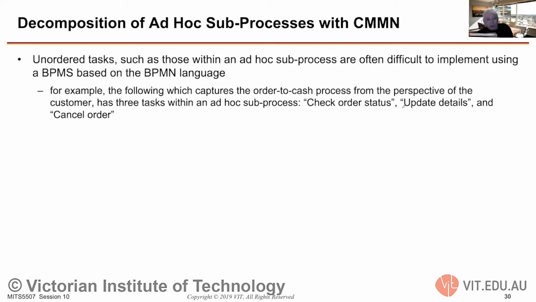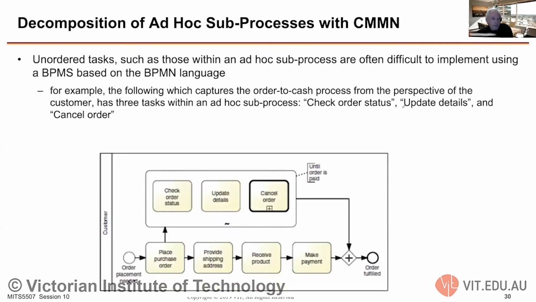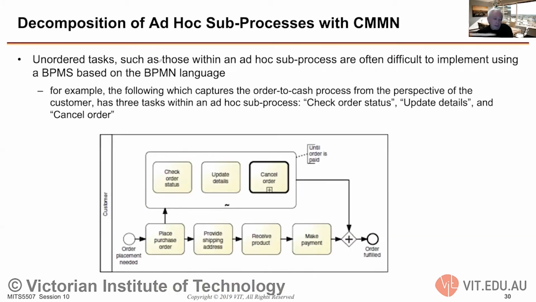When do they get done? Now, remember something like this we talked about? You have a set of unordered tasks. This becomes difficult to implement in an automated system. Somebody places a purchase order. Now, we go from placing a purchase order to providing a shipping address to receiving a product to make a payment. The moment a purchase order is made, we have this ad hoc unordered task here where we check the order status, update the details, and cancel the order.